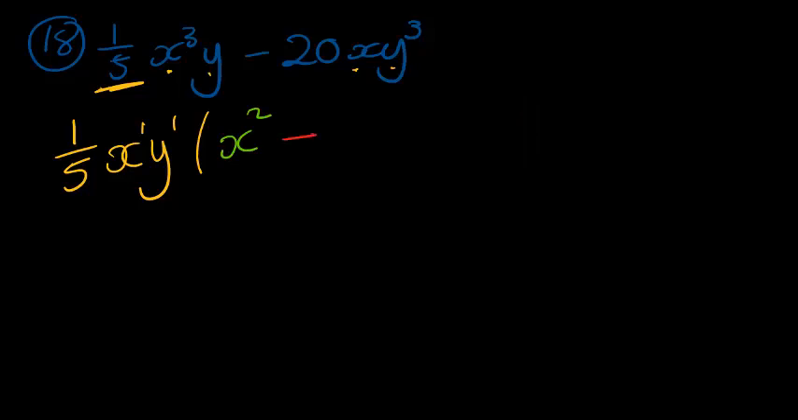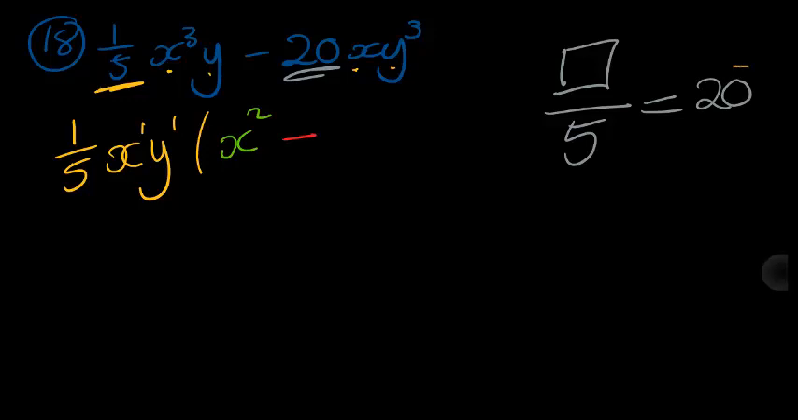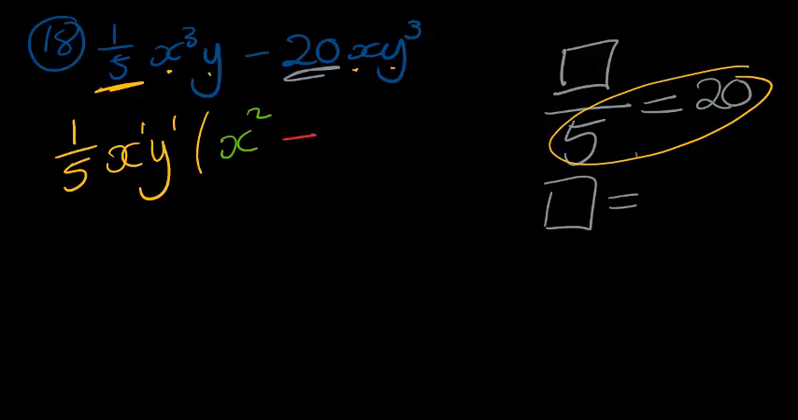minus... Okay, so do you remember how we did taking out a fraction? We said that an unknown number over the fraction 5 is going to be equal to this known number, which is 20. So we are going to multiply these two with each other. In essence, the unknown number is equal to 20 multiplied by 5. So this 20 becomes 100. And x is taken out, y to the power of 2. That is our difference of squares bracket.